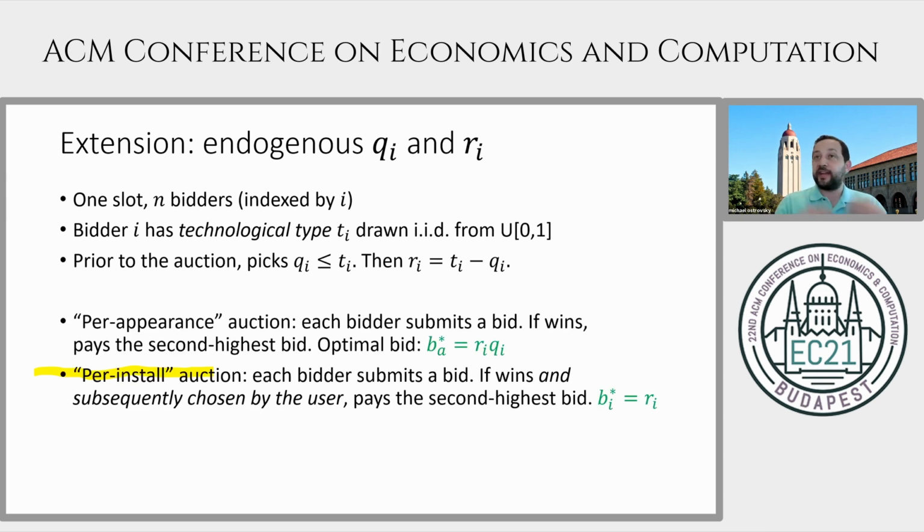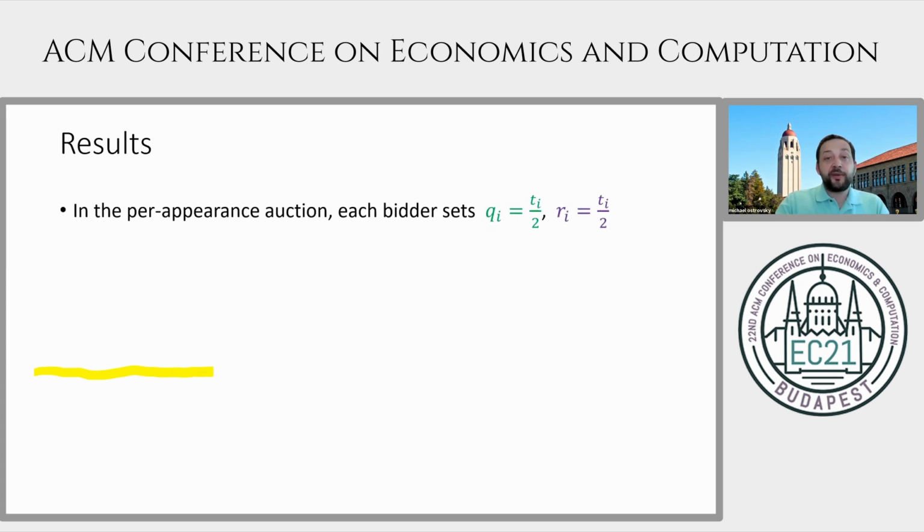Okay, you submit your bid, and again, conditional on your choice of Ri and Qi, auctions are incentive compatible. So the results are, in the per appearance auction, it turns out that no matter how many bidders you have, it's optimal for the bidder to just split their type in the middle, allocate half of it to popularity, allocate the other half to revenue. And the exact value, half, of course, is driven by the specific functional form assumptions, but the fact that how they split this doesn't depend on how competitive the auctions are is actually more fundamental.